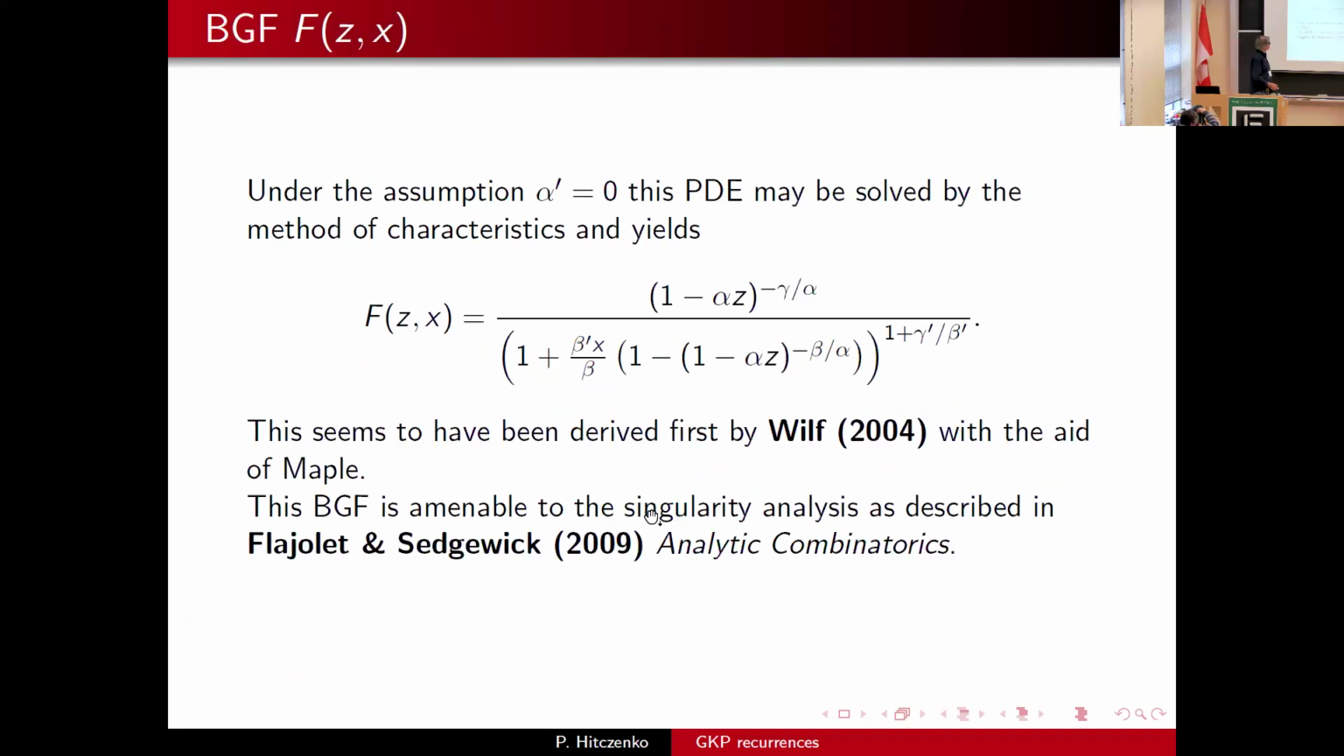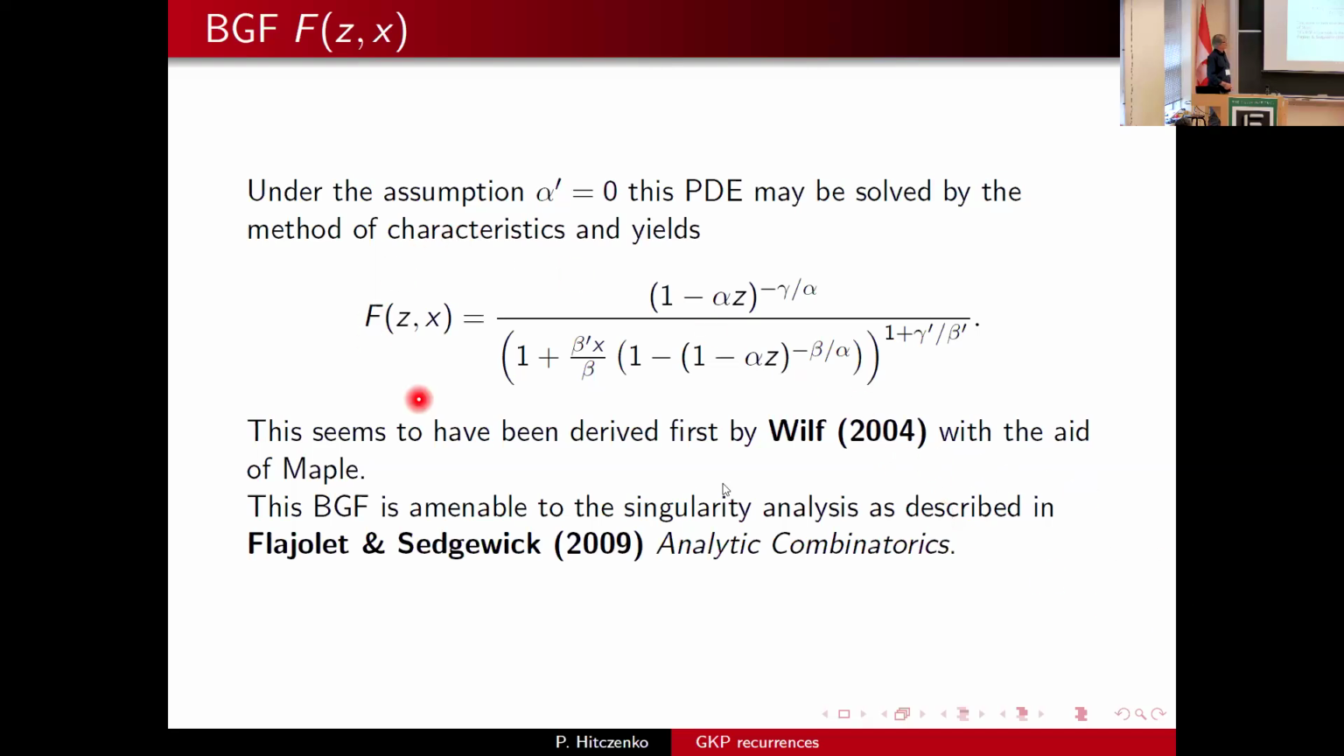All right, so it turns out that under the assumption that alpha prime is 0, this partial differential equation can actually be solved by what is called the method of characteristics. I think Wilf was the first one, in his paper in 2004, who actually noted that. I mean, he used Maple to do it, but Maple will do it for you, even in 2004. So that's one way of approaching it.